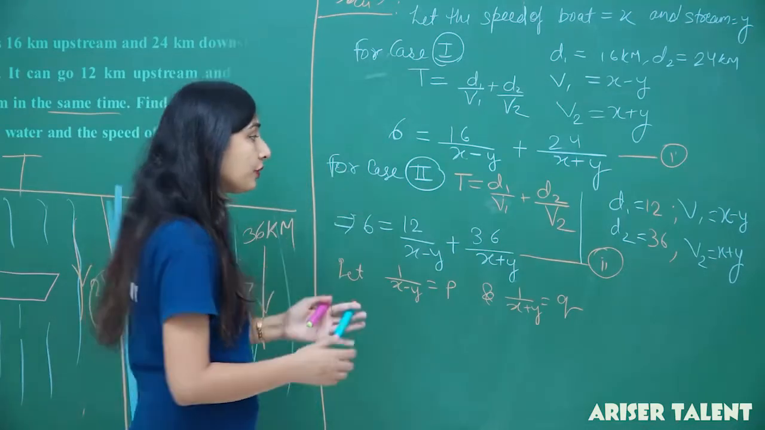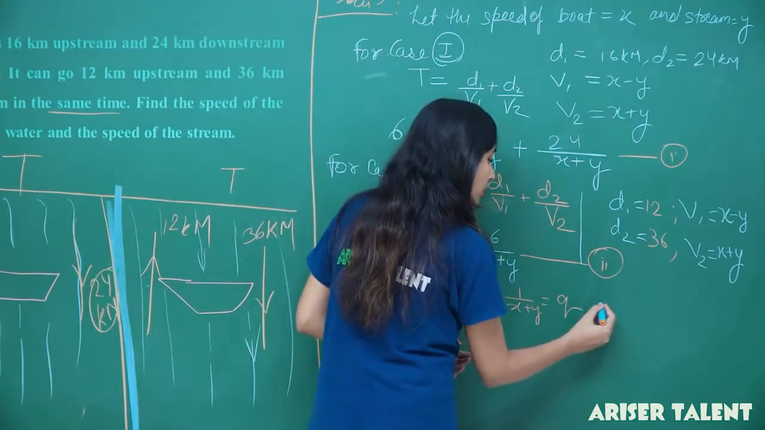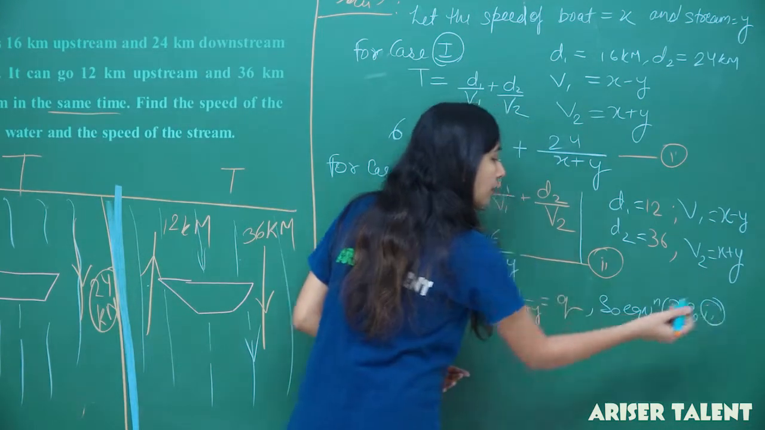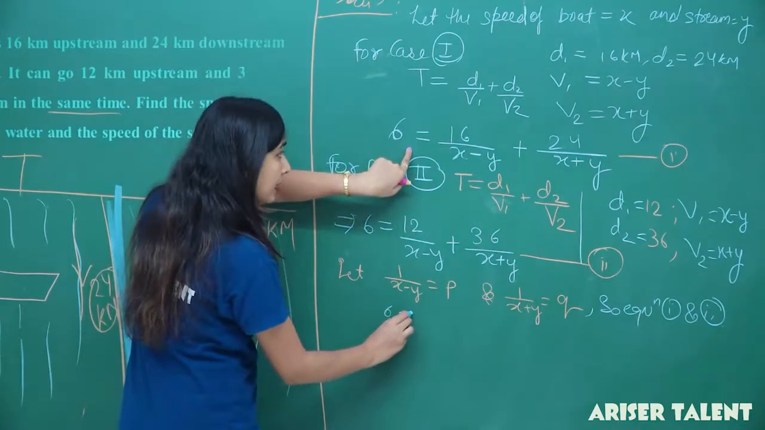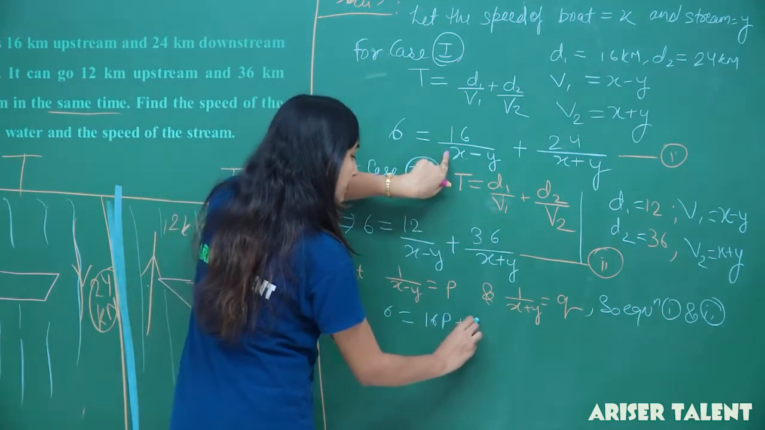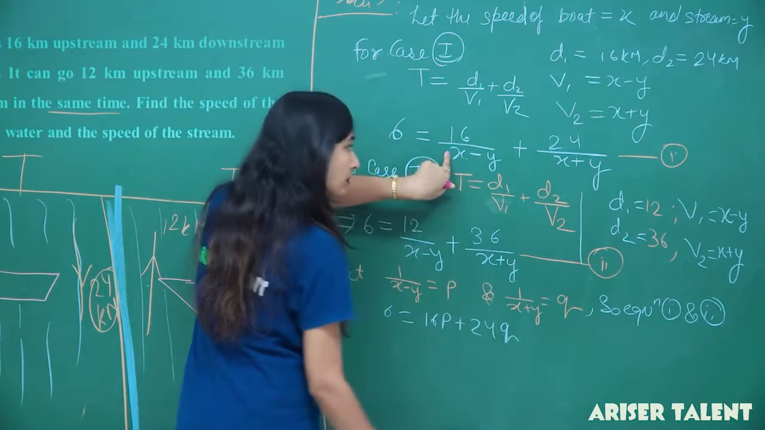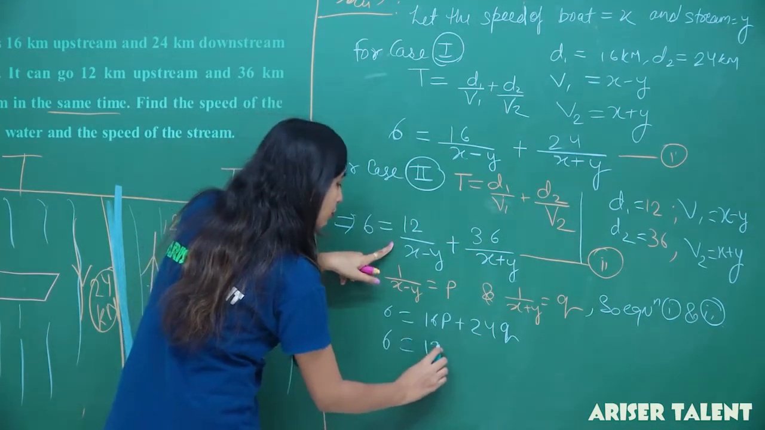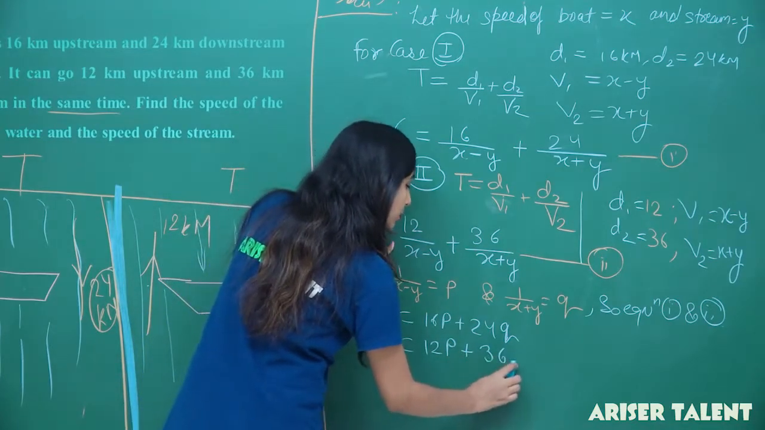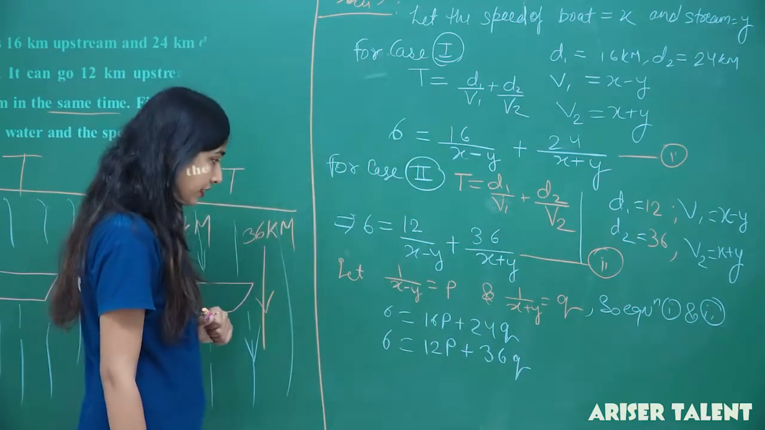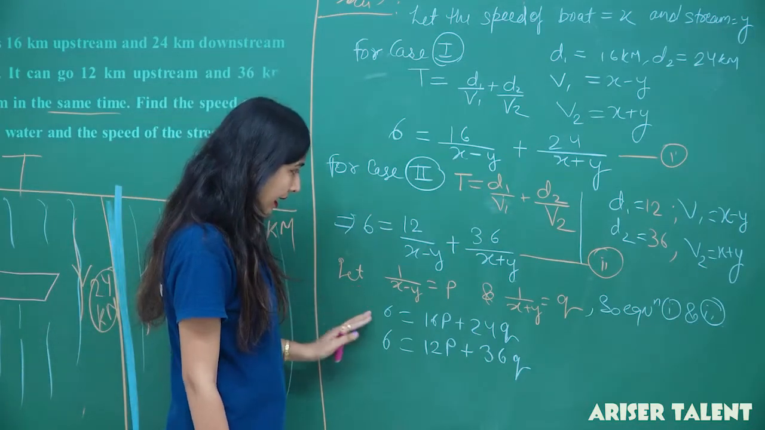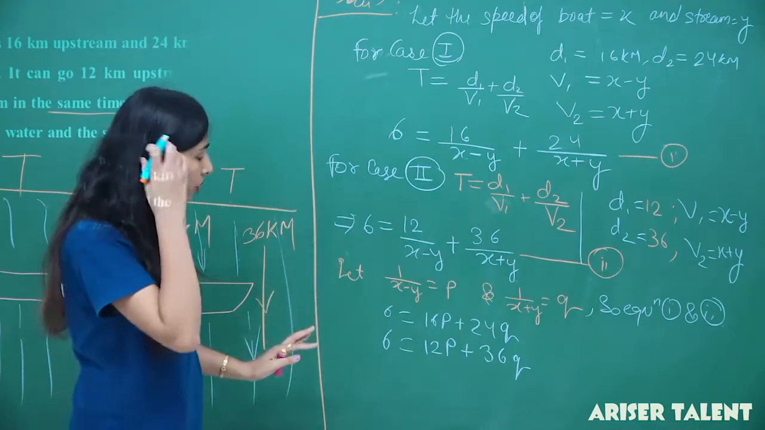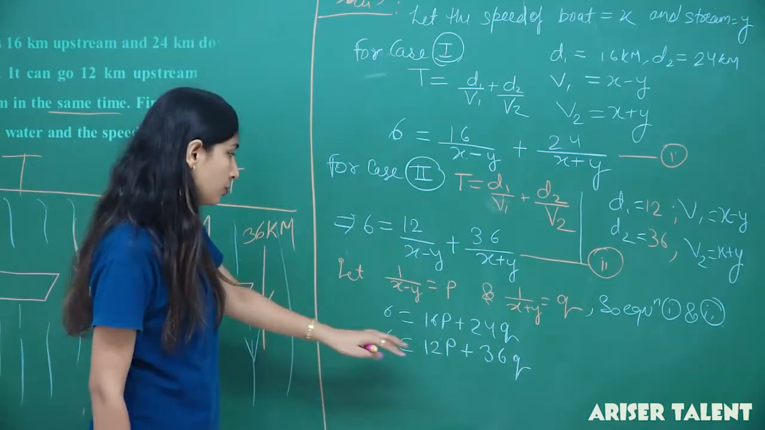So, if I substitute the values, equations 1 and 2 will become 6 equals 16p plus 24q, right. Now, that will become 6 equals 12p plus 36q, right. Now, I can take 2 common from these two, okay.